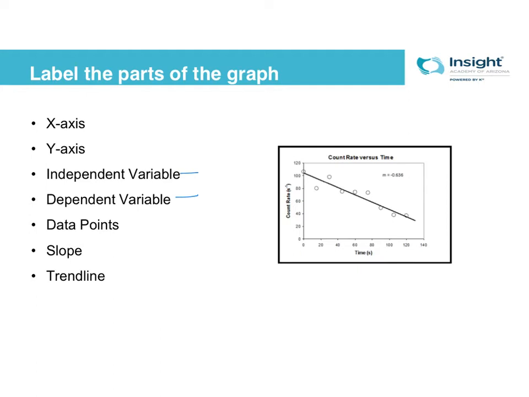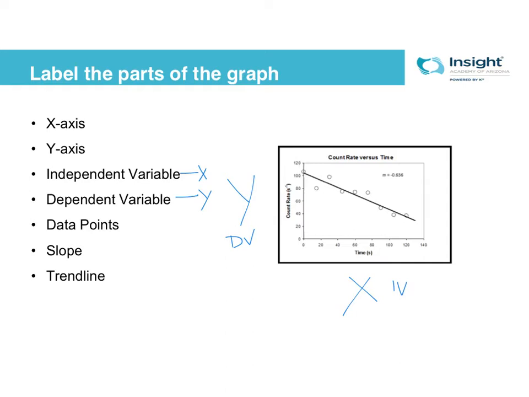All right, so some of this should hopefully be an easy review from a math class, but your x is always the horizontal axis. Your y is always the vertical axis. Independent variable always goes on your x-axis. Dependent variable always goes on your y-axis. So here the independent variable is time, and your dependent variable is count rate.